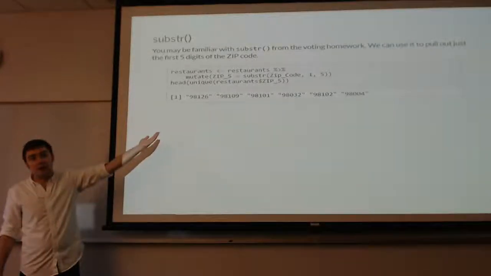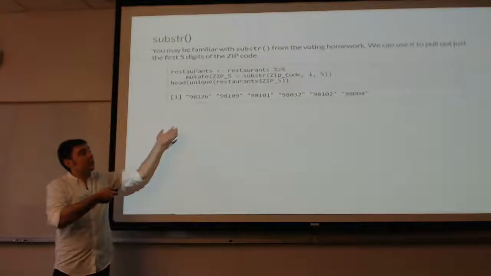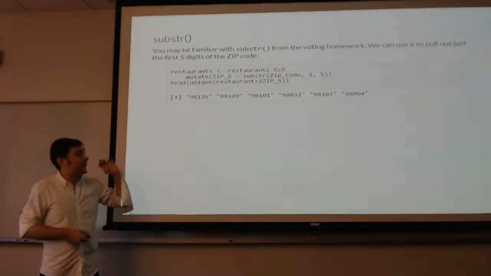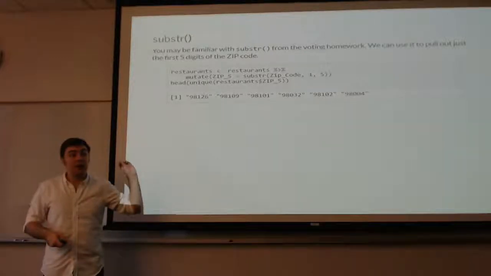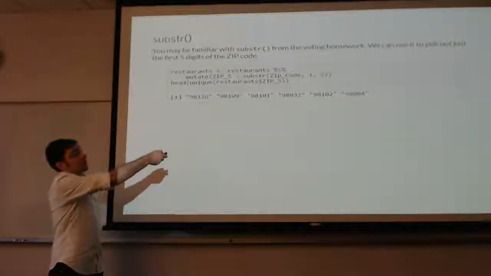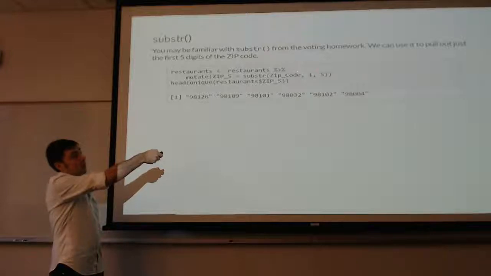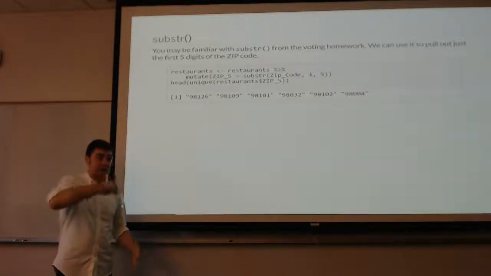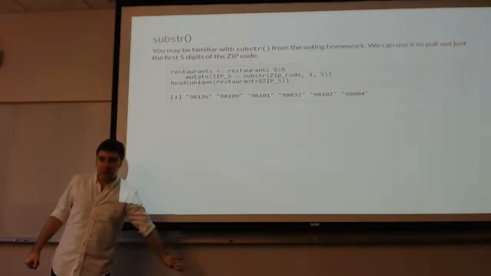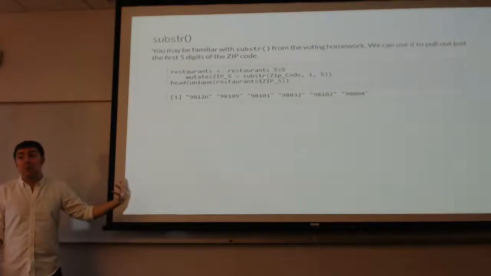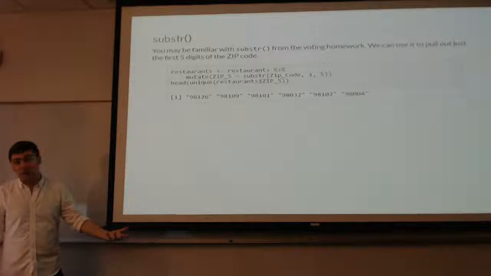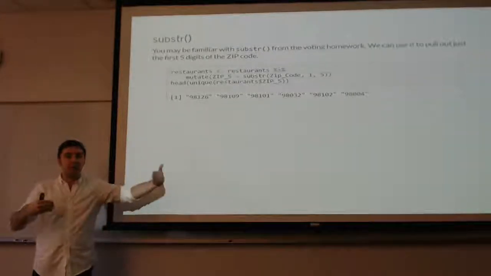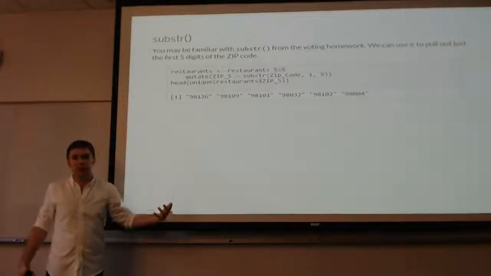So substring extracts substrings. Let's say they were all 10-digit ones and you only wanted the last 5 digits. You could say substring zip code start at 6 and end at 10, and that would extract places 6 through 10 and give you the last 5 digits. You could also extract stuff in the middle. If they were 10 digits long and you only wanted the middle 4 digits, you could start a ways in and finish before the end of it. You can do whatever you want with substring.